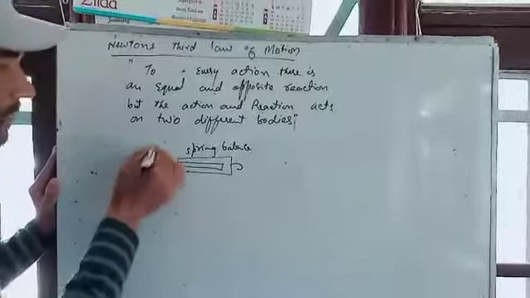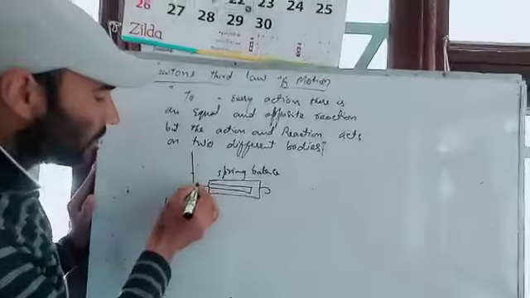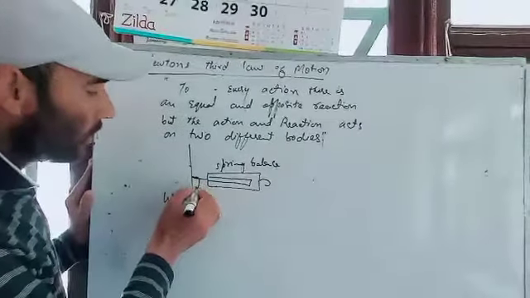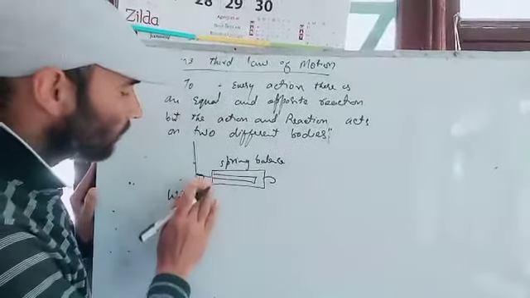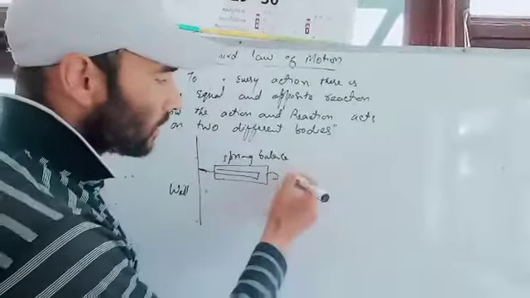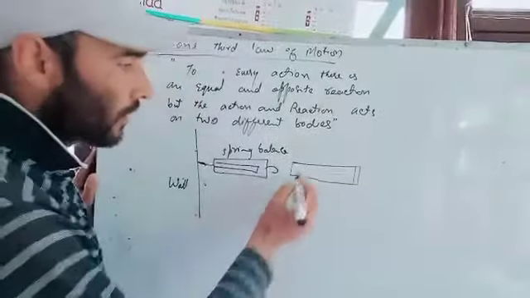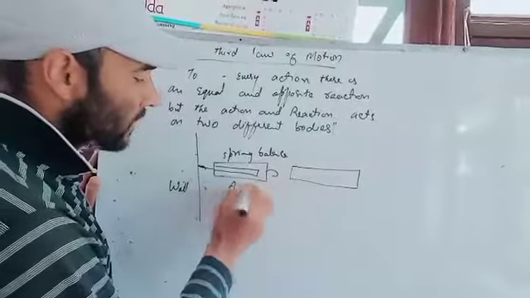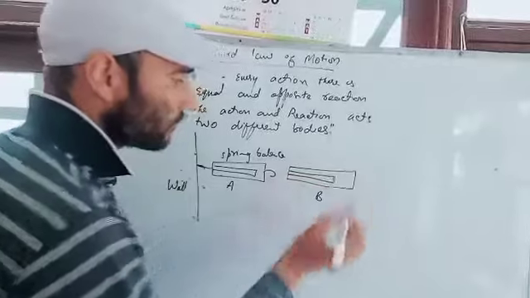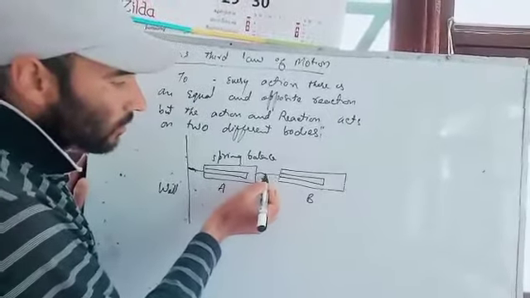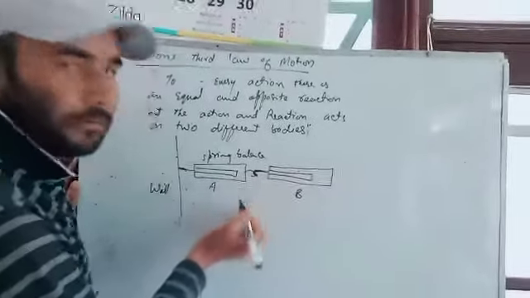I have tied this spring balance to the wall. Then I will take another spring balance. That means there is spring balance A and spring balance B, having the reading in the middle. And I will connect spring balance B with spring balance A.